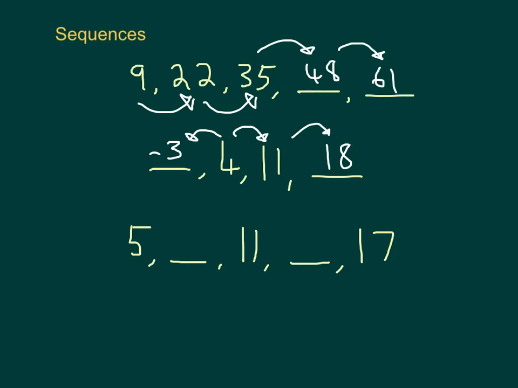And for the last sequence, I know that 2 jumps is 6. 11 to 17, of course, is 2 jumps, and that's a gap of 6. So that gap of 6, I'll need to split it in half. So each jump is a jump of 3. So 5, 3 more 8, 3 more 11, 3 more 14, 3 more 17.